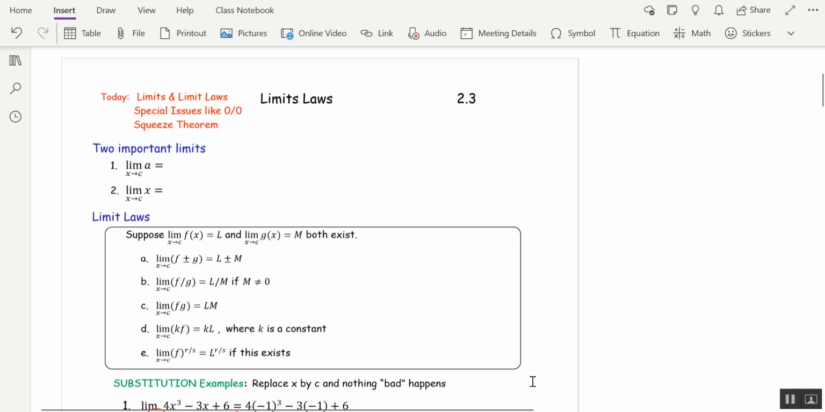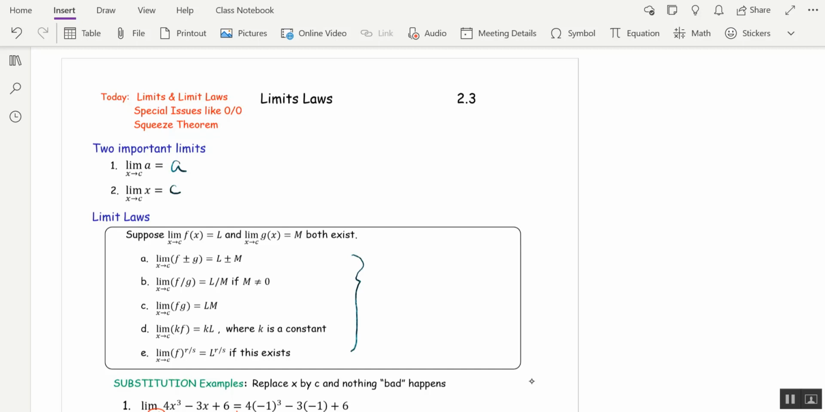Welcome to 2.3. Today we're going to talk about the limit laws. Let me remind you of the two important limits we talked about last time. The limit of a constant is a constant, and the limit as x goes to c of x is just c. Now we can combine those two limits with these limit laws that I'll let you read on your own to take all kinds of limits.